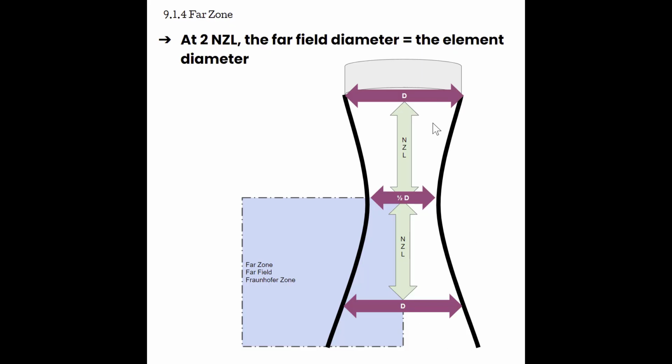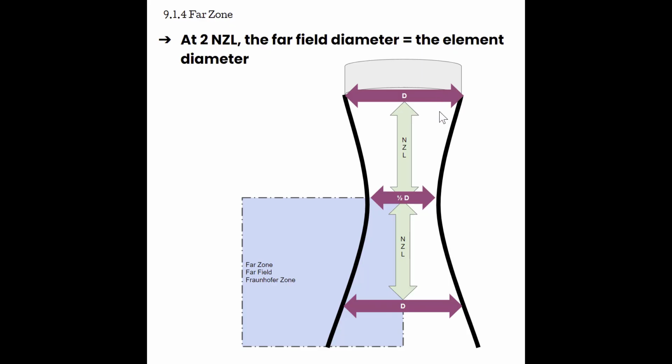So let's do another little example. Say we have a diameter of 12 millimeters and a near zone length of 5 millimeters. So our diameter is 12, which means our focus is 6. And after we've gone 5 millimeters plus another 5 millimeters, we will see that the beam will have widened back up to that 12 millimeters.